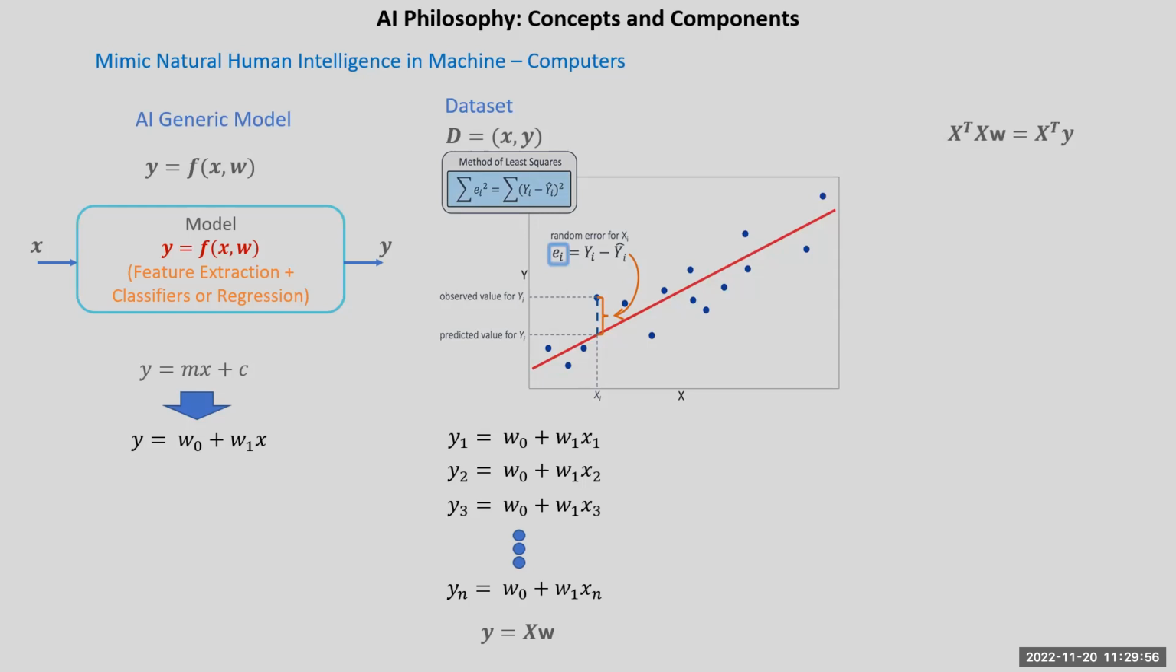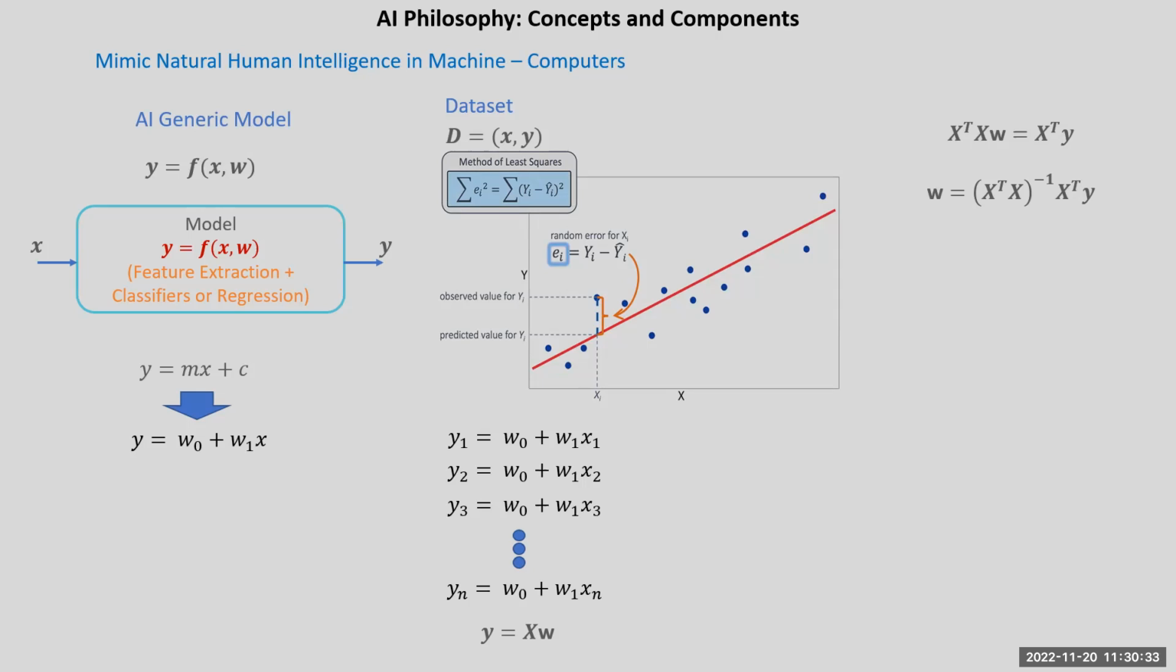So by rearranging this equation and multiplying on the left hand side with x transpose, you'll get this new equation: x transpose into x into w is equal to x transpose into y. Now x transpose into x is a square matrix, and the inverse of the square matrix exists. So one can solve the equation for w using x transpose into x whole inverse multiplied by x transpose into y.